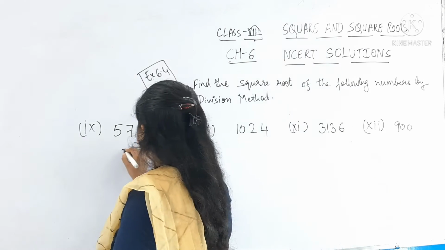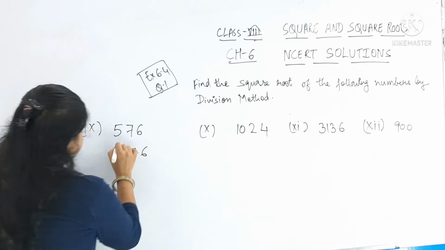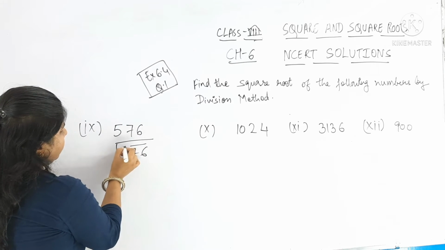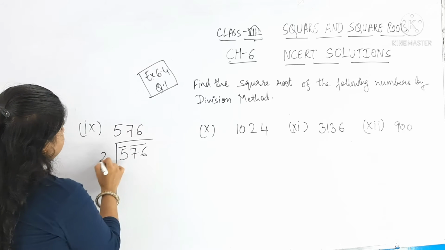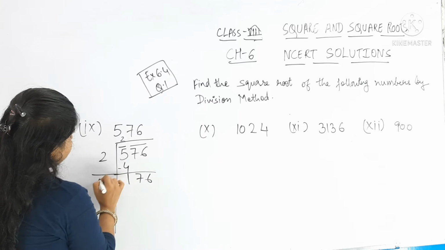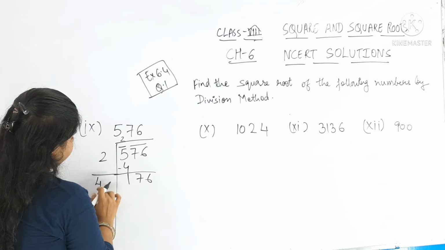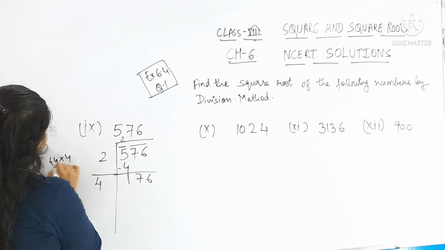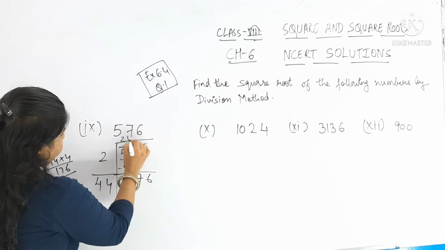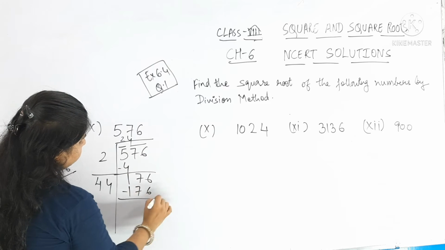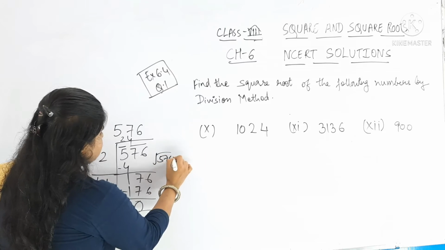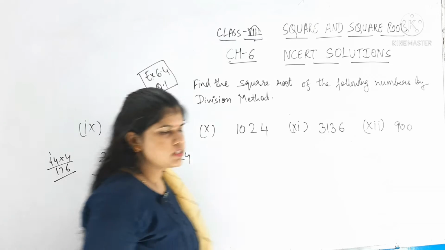Okay students, here 576. Okay. So we should pair from the right side, 76 and 5. Okay. So here 2 2s are 4, 176. 2 plus 2 is 4 and we will check for 4. 4 4s are 16. 16, 17. So I am getting 176 by 4. So here like this you have to write. So the square root of 576 is equal to 24. Like this you have to write.